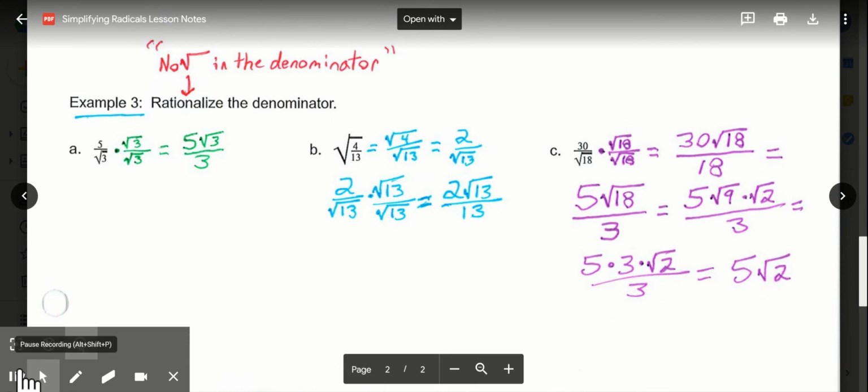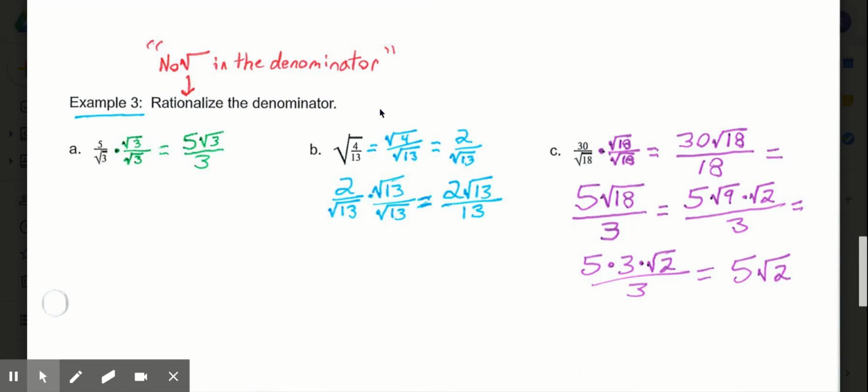And now in example 3. In example 3, we are going to look at the idea of rationalizing the denominator, which is that third rule from the beginning of our notes, where we cannot have a square root or a radical in the denominator. So rationalizing the denominator means no square root or no radical in the denominator. So how do we get rid of a square root on bottom?